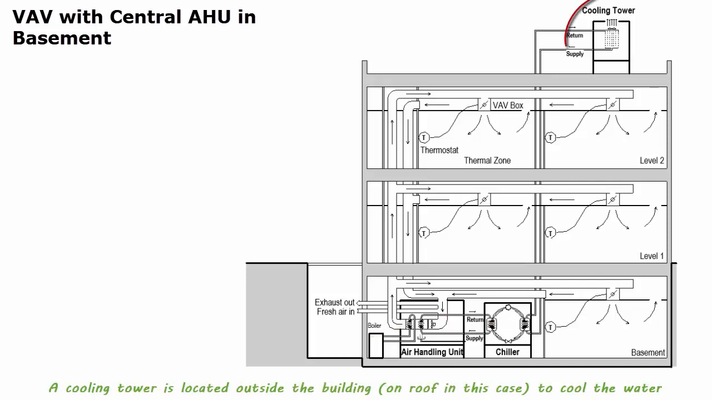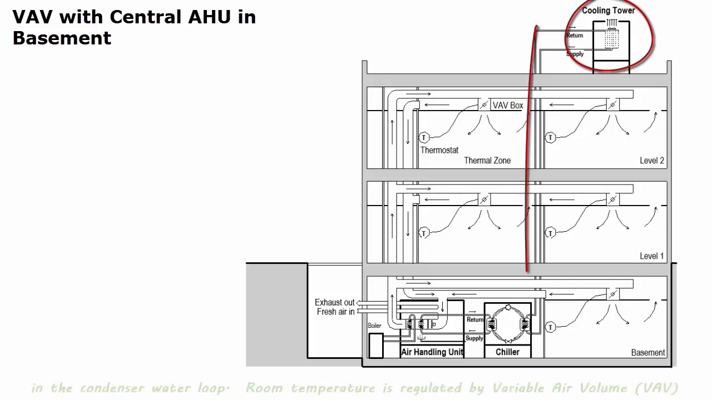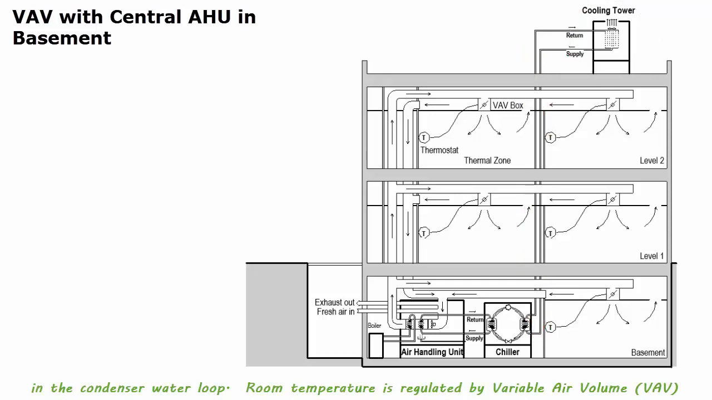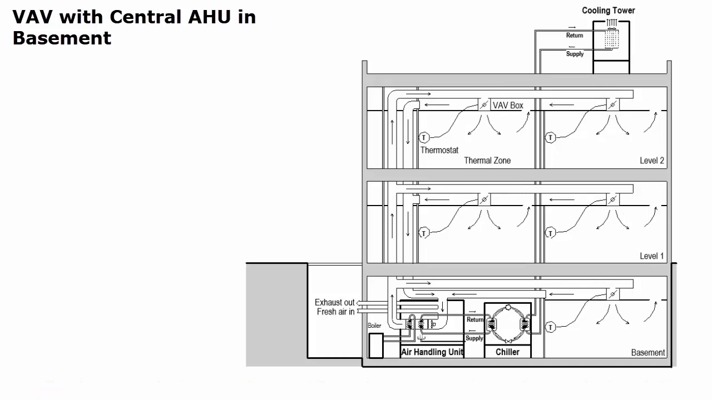A cooling tower is located outside of the building, on the roof in this case, to cool the water in the condenser water loop. Room temperature is regulated by variable air volume, as in the last example. This design greatly frees up the roof for roof patios, green roofs, etc.